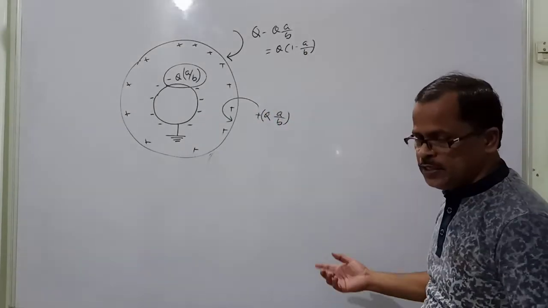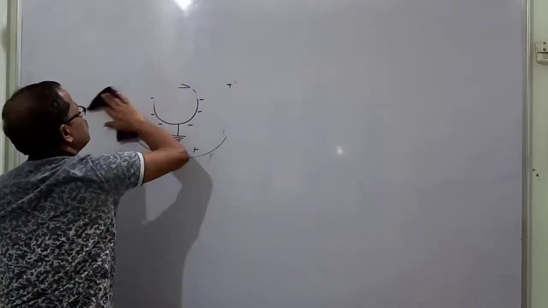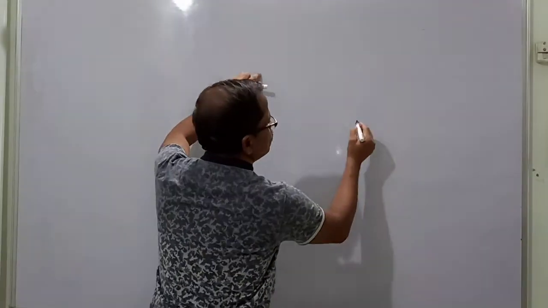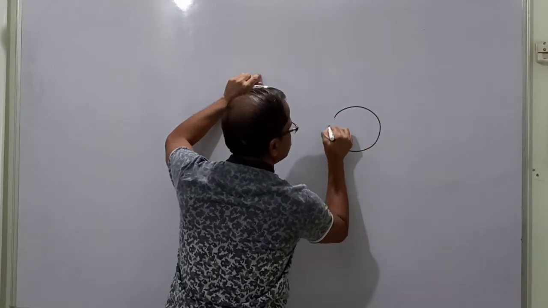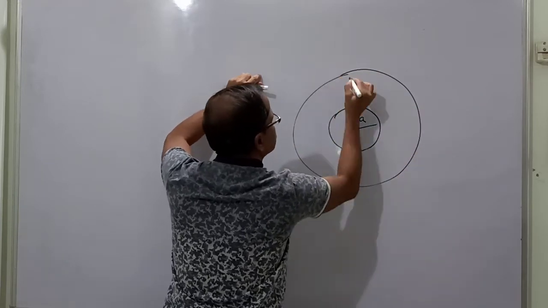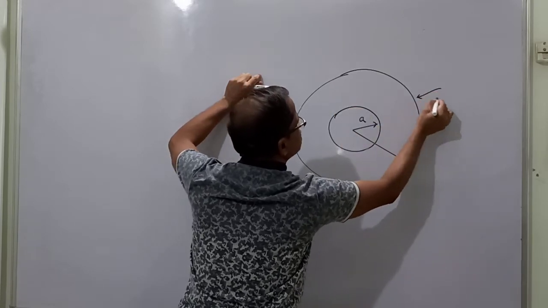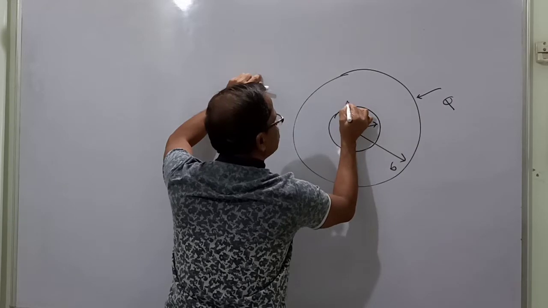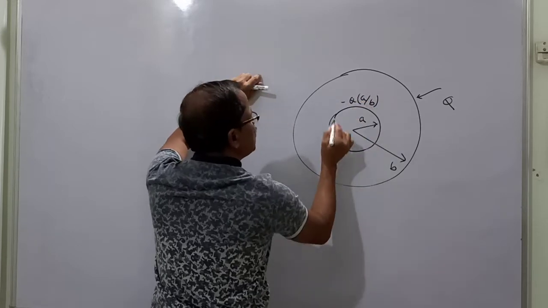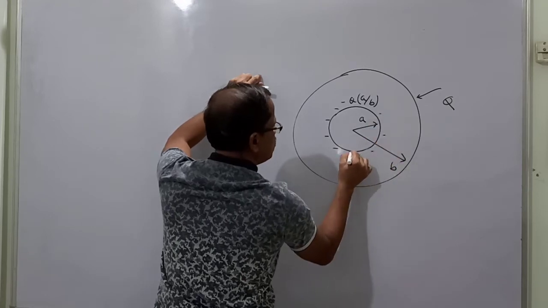Now we have discussed different cases. Let us find out the potential of the outer sphere. The potential of the inner sphere need not be calculated, because an earthed body has potential 0. Now this sphere has radius A, and this is another sphere with radius B. The outer sphere has been given charge Q. The inner sphere has developed charge minus Q A by B on its surface.